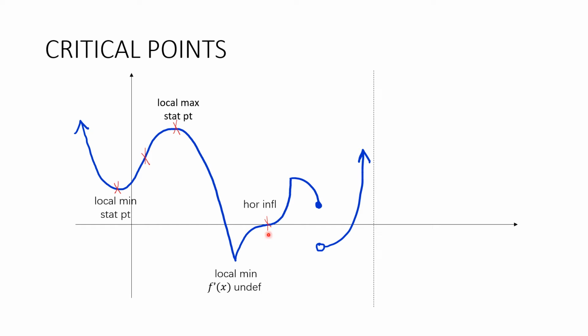Then we have a horizontal inflection here, so first and second derivatives equal to 0. We have another local maximum where the derivative is undefined. And then we have a discontinuous part of the graph, which is here. And again, f dash of x is undefined. And this point up here is an inflection, but the first derivative is not equal to 0 there.